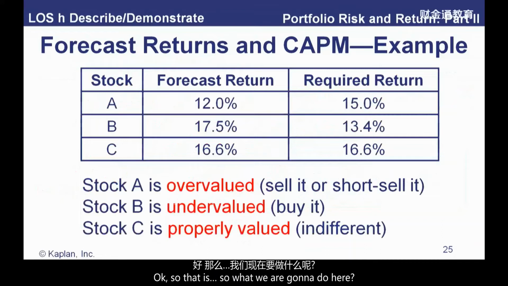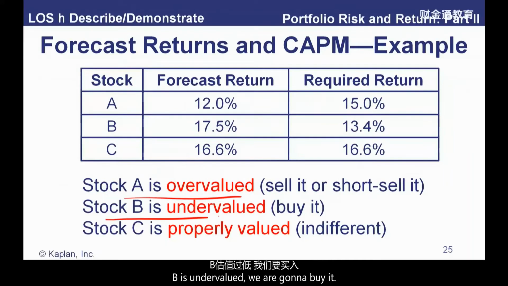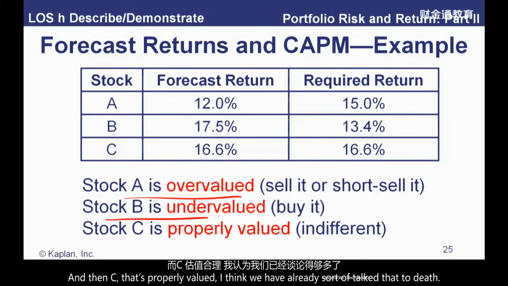Okay, so here's the summary of this. A is overvalued, so we're going to sell it. B is undervalued, so we're going to buy it. And then C is properly valued, and I think we've already talked that to death.